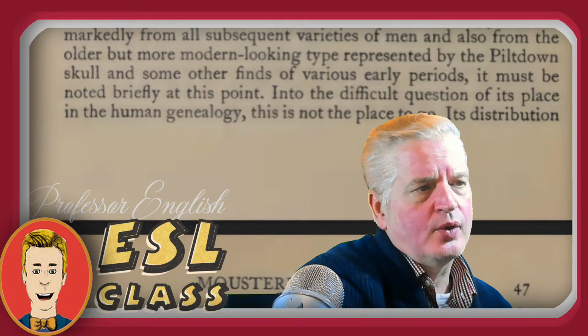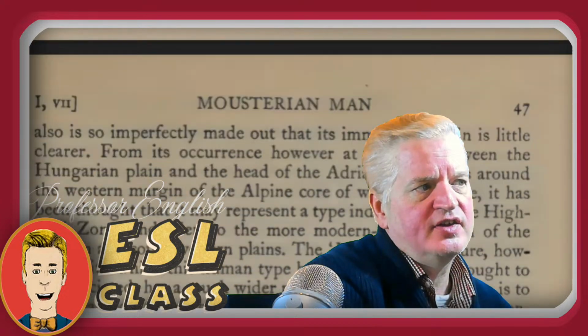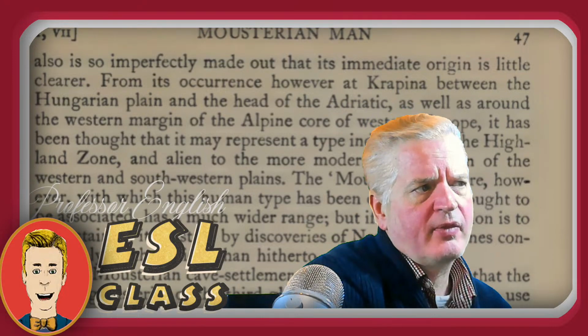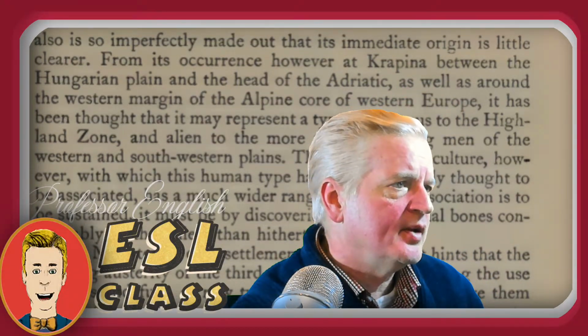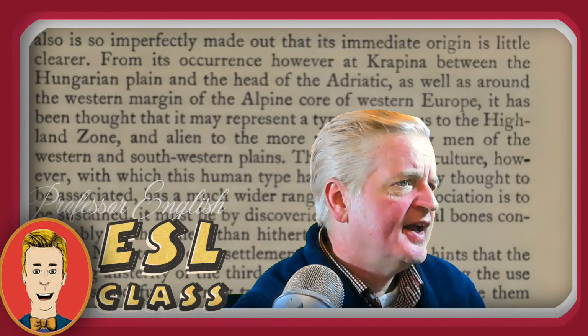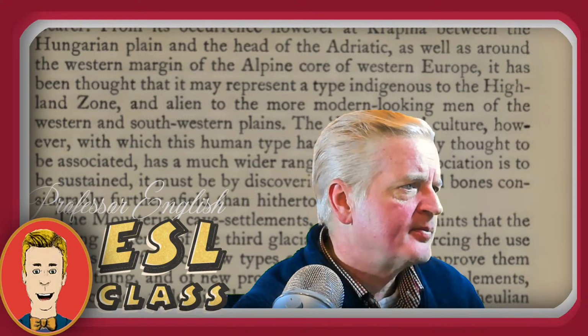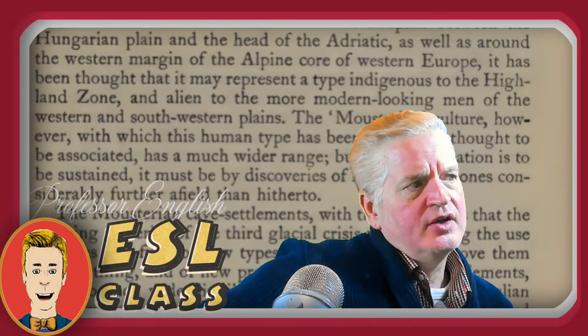Into the difficult question of its place in the human genealogy, this is not the place to go. Its distribution also is so imperfectly made out that its immediate origin is little clearer. From its occurrence, however, at Krapina, between the Hungarian plain and the head of the Adriatic, as well as around the western margin of the Alpine core of Western Europe, it has been thought that it may represent a type indigenous to the highland zone.